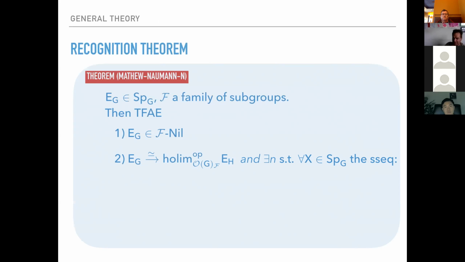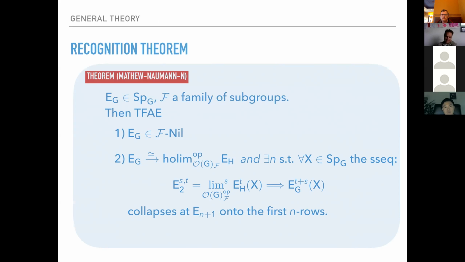It's not just that, we have another condition here. There has to be some n such that for every G spectrum X, there's a homotopy limit spectral sequence induced by that equivalence, converging now to the E_G cohomology of X. That spectral sequence has to collapse at E_{n+1} onto the first n rows. And that n is independent of X. In particular, it holds for X being E_G. So it's a very strong condition here, and one that yields a lot of computational consequences. Just knowing a spectral sequence has to collapse onto finitely many rows can be used to imply a lot of differentials.